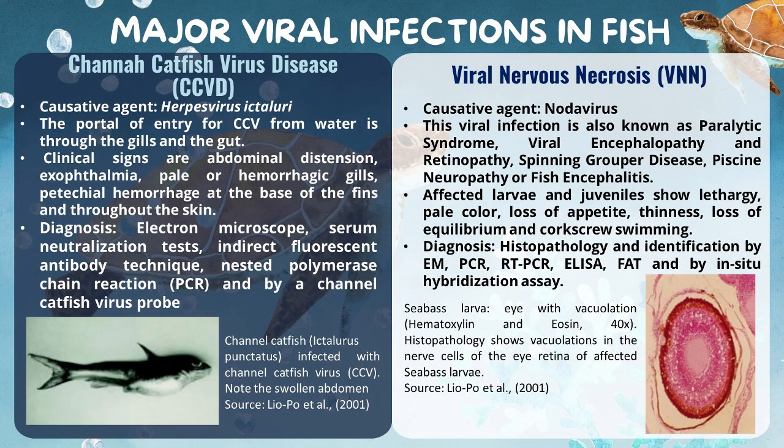Next viral infection is the channel catfish virus disease, or CCVD. This viral infection is caused by herpesvirus ictaluri. It mainly affects channel catfish. Acute infection of cultured channel catfish fry and fingerlings less than 10 centimeters long, juveniles and adults occur following waterborne exposure to CCV. Clinical signs are abdominal distension, exophthalmia, pale or hemorrhagic gills, petechial hemorrhage at the base of the fins, and throughout the skin.